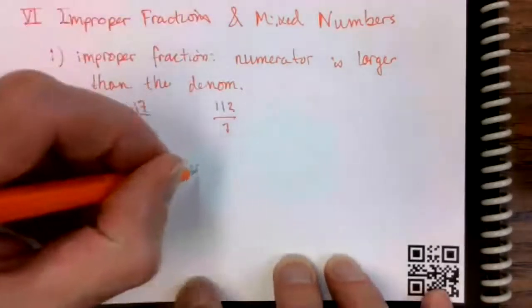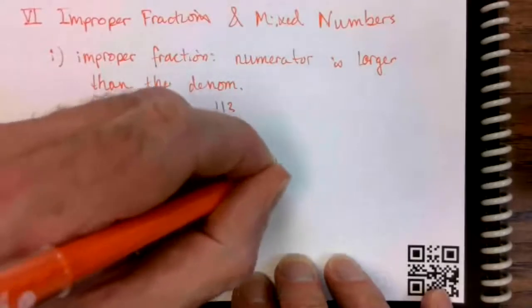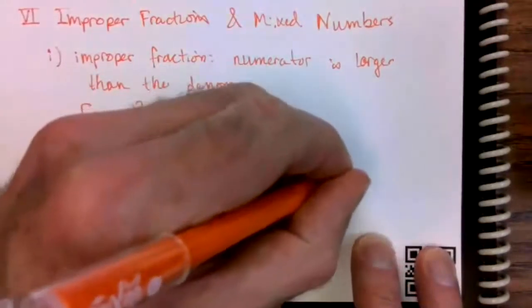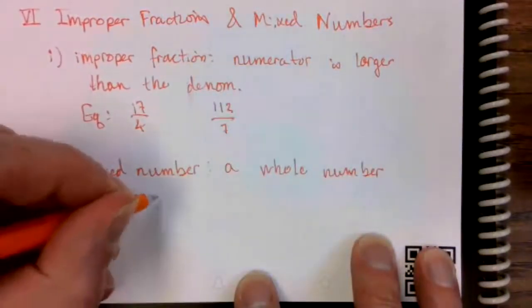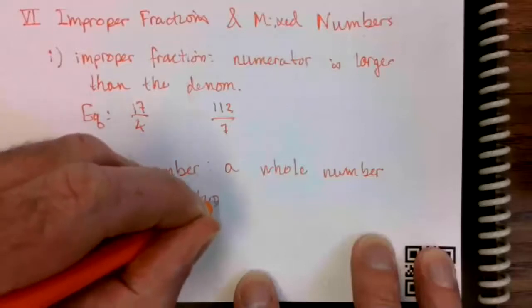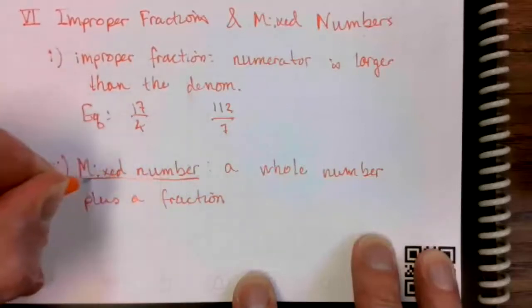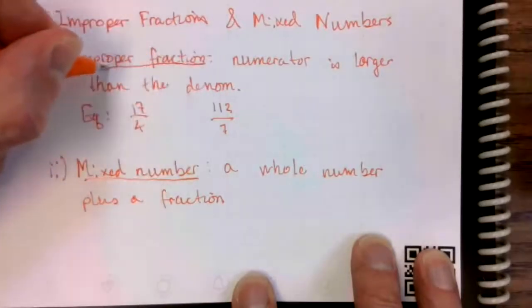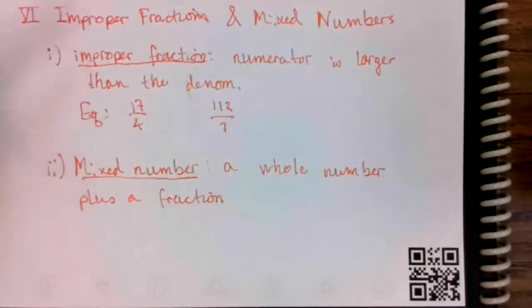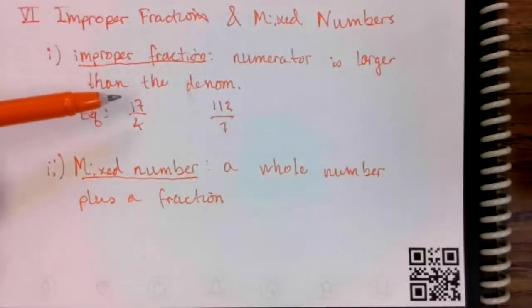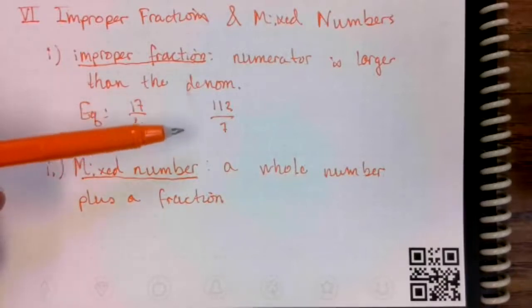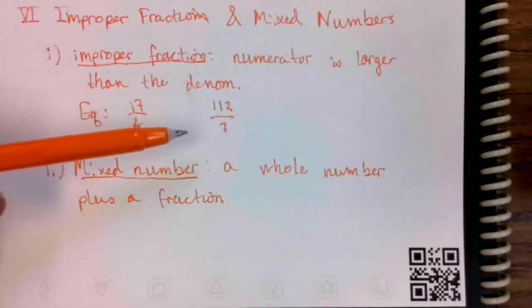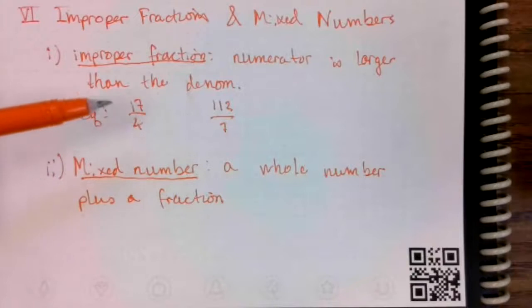A mixed number is a whole number plus a fraction. Now, both improper fractions and mixed numbers are used for the same purpose, okay? They're used to represent quantities bigger than 1. If you have a proper fraction where the numerator is smaller than the denominator, then that fraction has to be less than 1, okay?